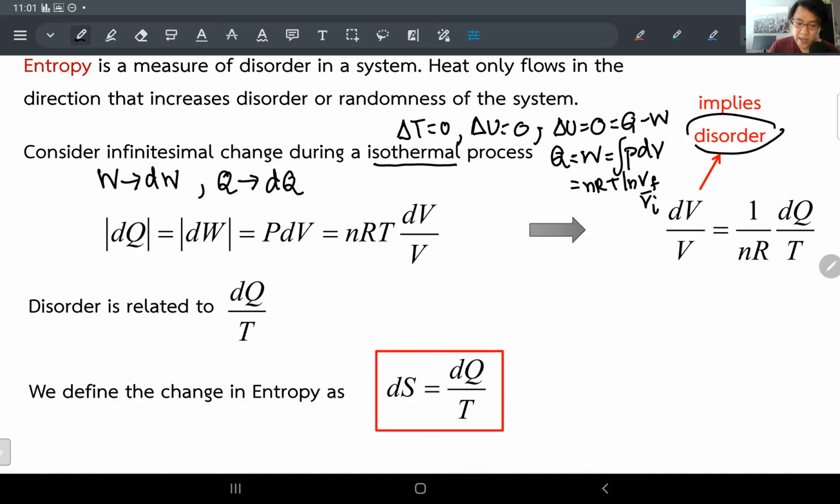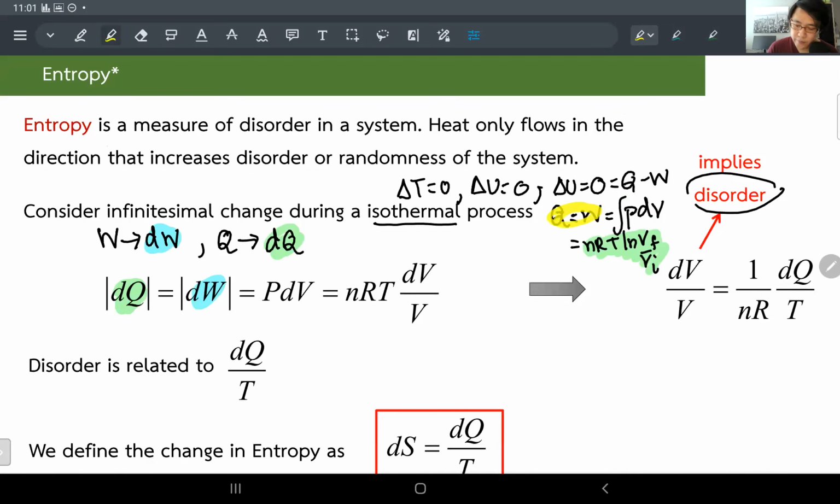From the result that we got from the isothermal process, nRT log V final over V initial, what I can say right away is that the dq we're talking about must be the same as the dw that we defined over here from the first law of thermodynamics, right? Everything is good.